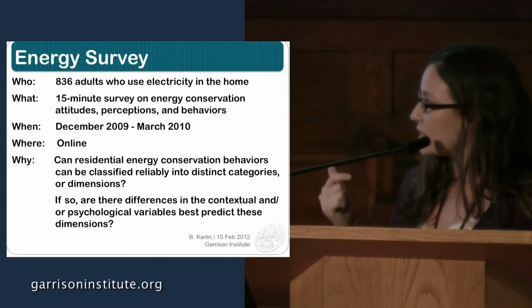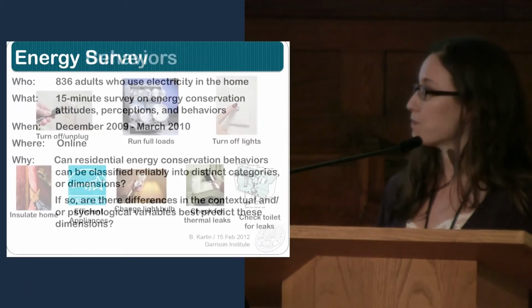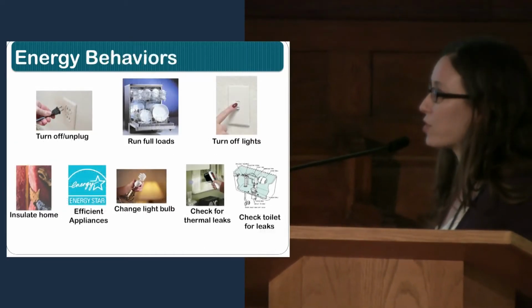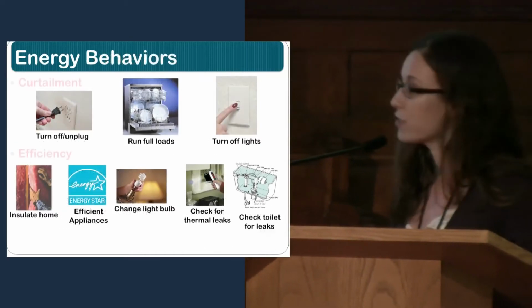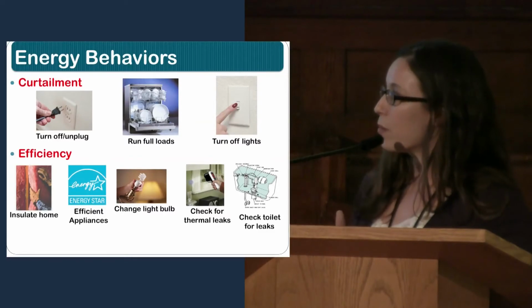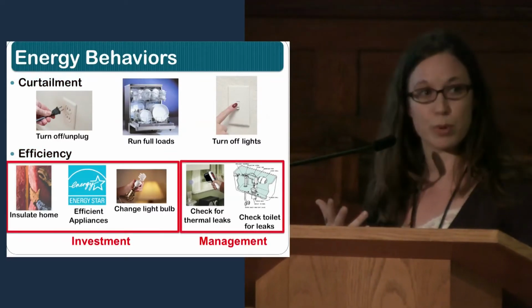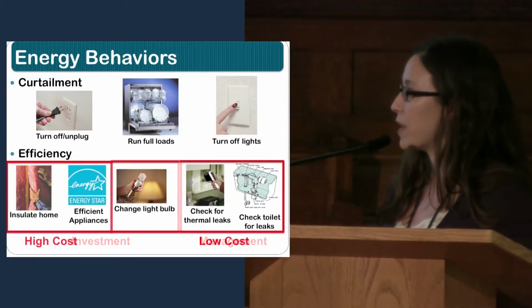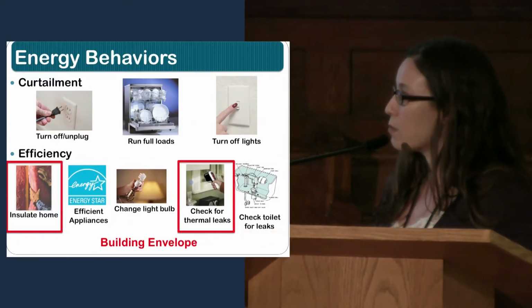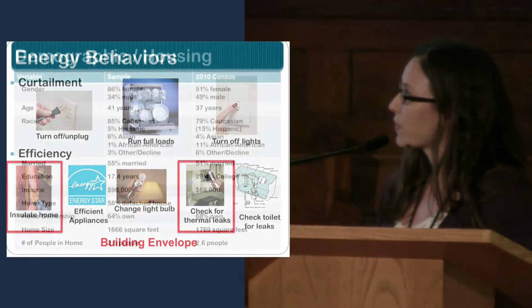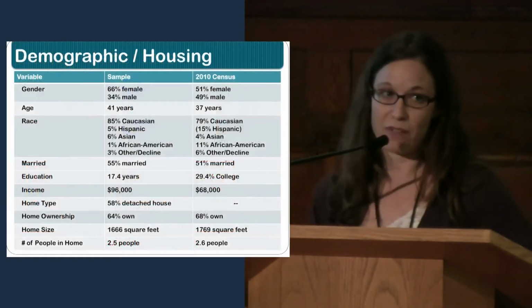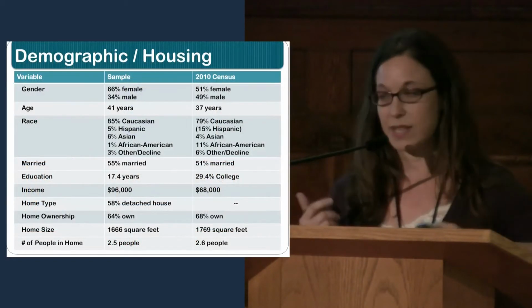The first was looking at how people report, and the second I'll talk about was looking at the definitions themselves. And are there differences in what predict these dimensions? So we asked a series of questions. We asked about 8 specific behaviors. 3 of them were curtailment. 5 of them were efficiency. Within efficiency, we made sure we included those proposed subdimensions of investment versus management, high versus low cost, and building envelope versus appliance. We also asked a series of demographic and housing-related questions to look at these differences.